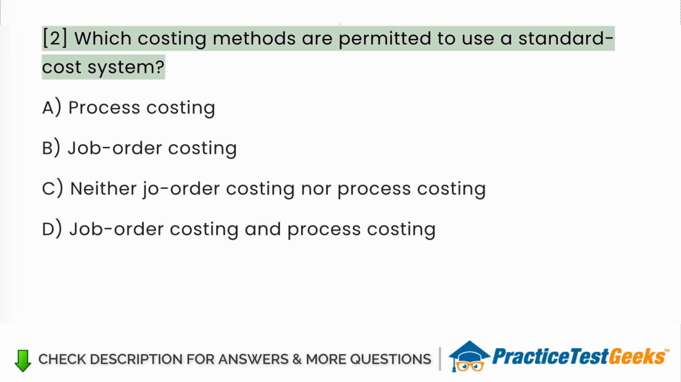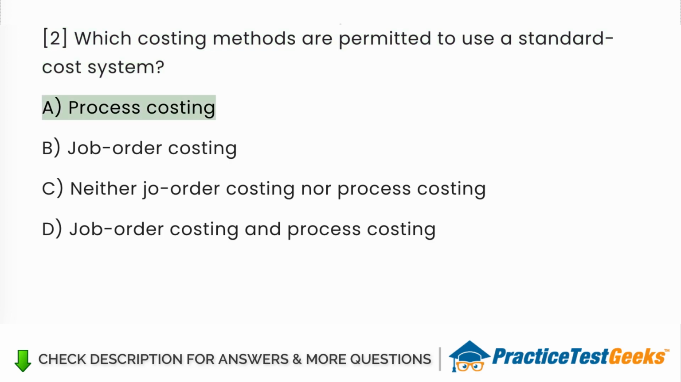Which costing methods are permitted to use a standard cost system? A. Process costing. B. Job order costing. C. Neither job order costing nor process costing. D. Job order costing and process costing.